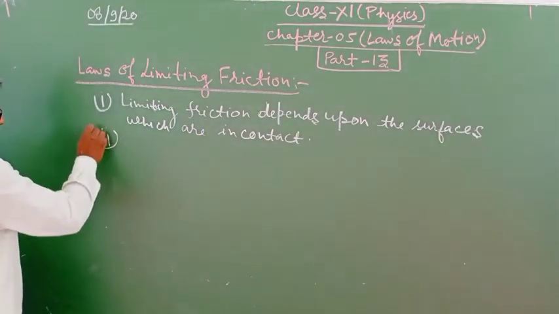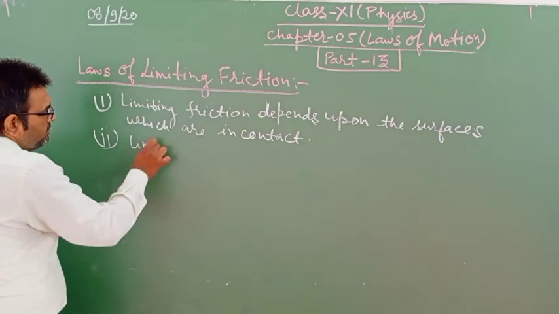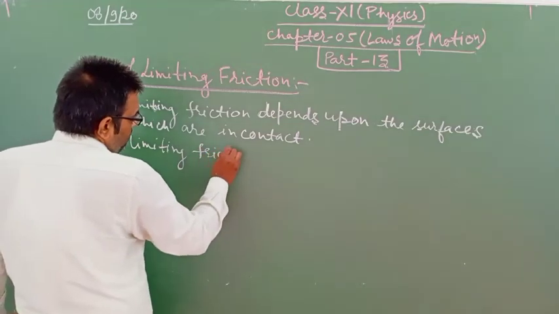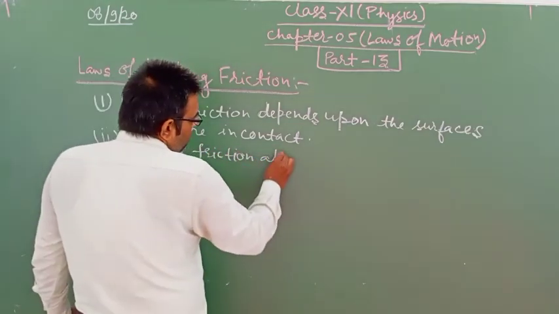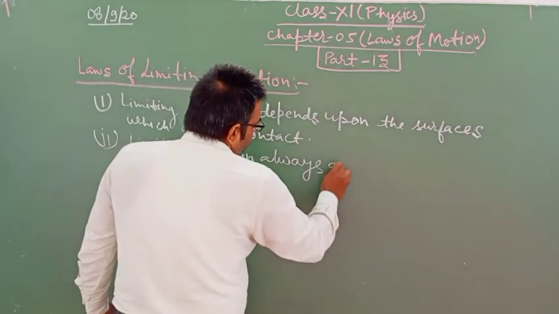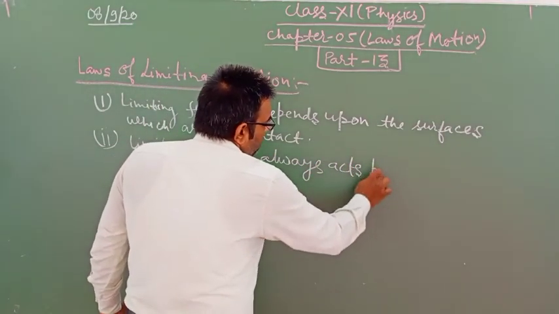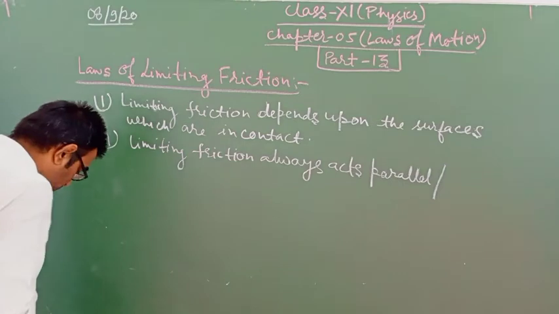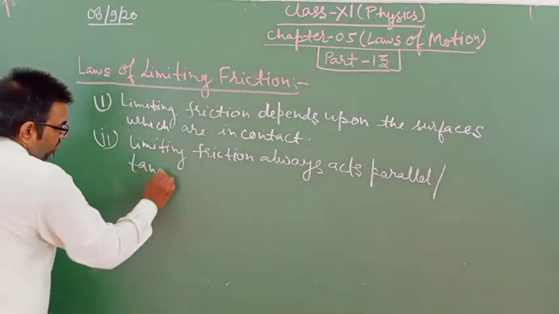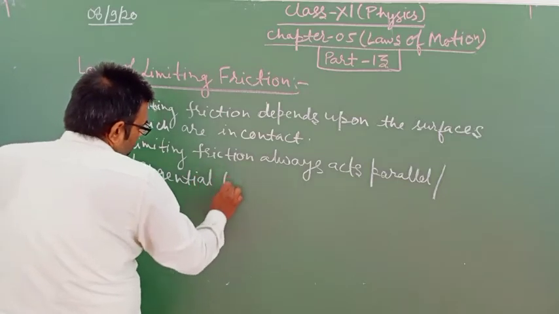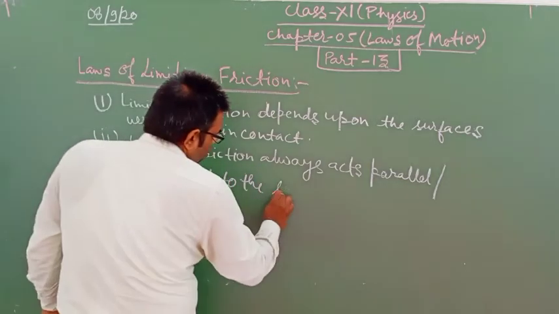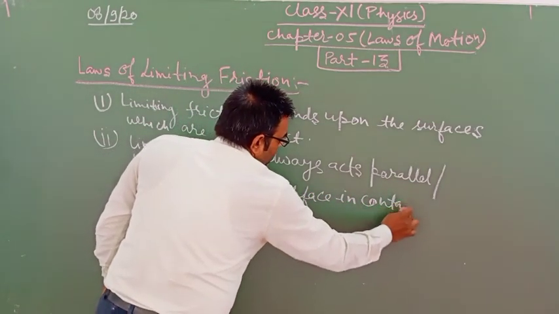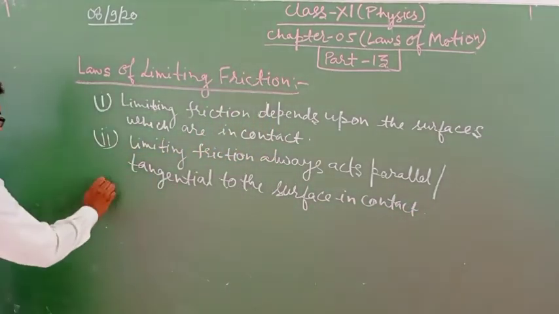The second point is: limiting friction always acts parallel, tangential to the surfaces in contact.